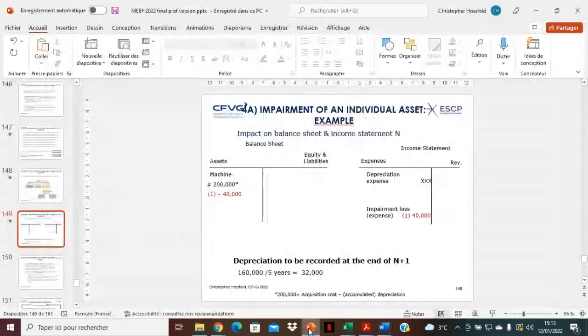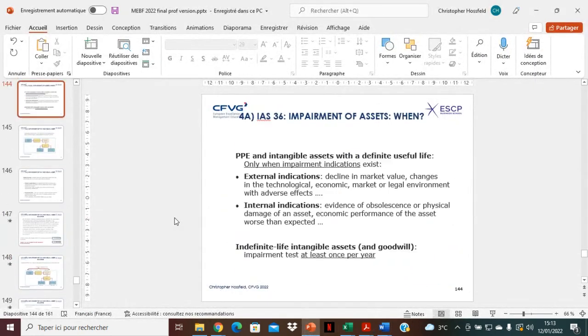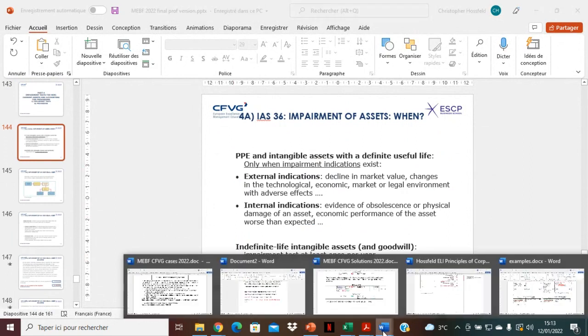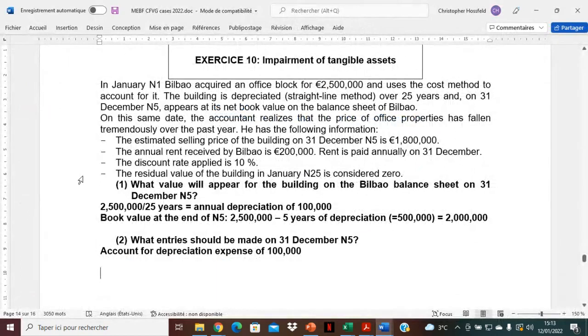Remember, for property, plant, and equipment, we said that we do an impairment test only when there are indications for a loss of value. So what is here my indication that there may be a loss of value of my building? Which information triggers my impairment test? Someone, please.